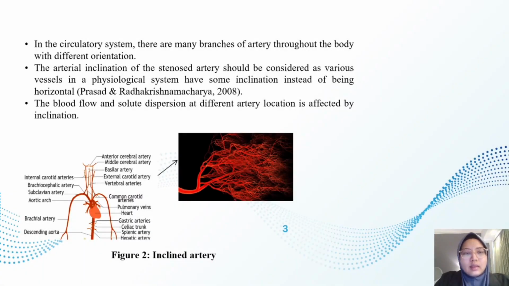We also consider the inclination of the artery. In the circulatory system, there are many branches of artery throughout the body with different orientation. The arterial inclination of the stenosed artery should be considered as various vessels in a physiological system have some inclination instead of being horizontal. So the blood flow and the solute dispersion at different artery location is affected by the inclination. As we can see here in figure 2, each type of artery has its own inclination. So we have to consider which artery is the best artery for treatment according to its inclination.